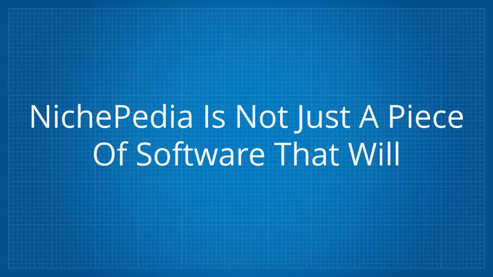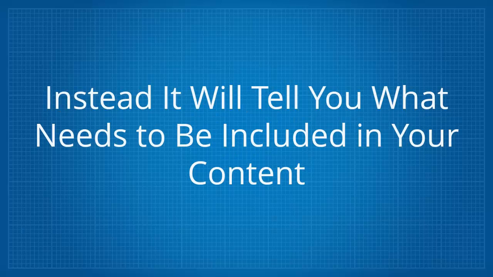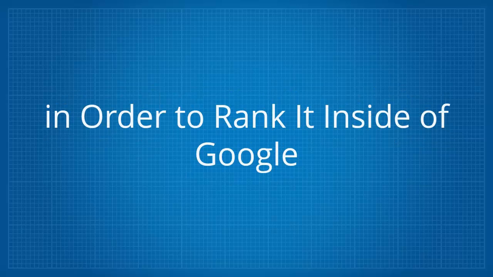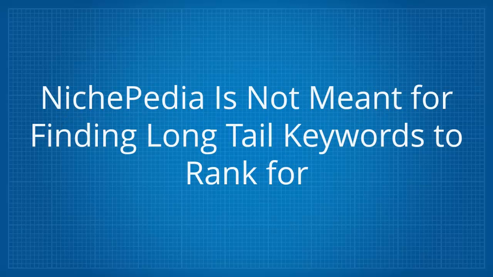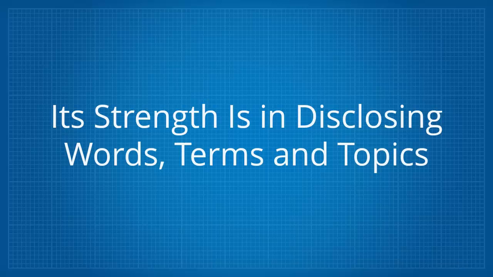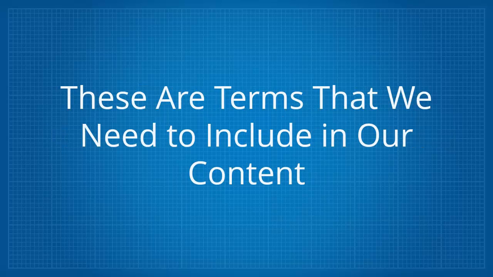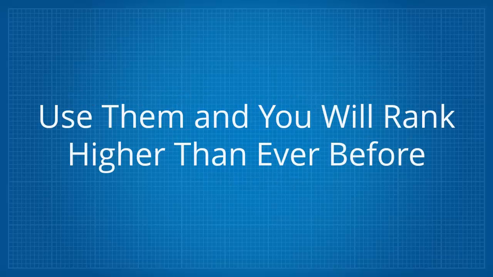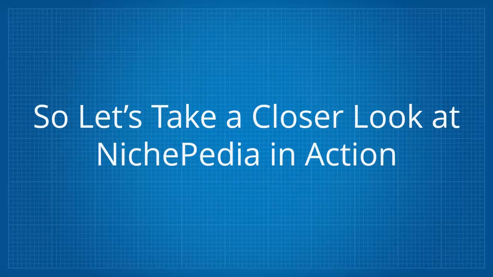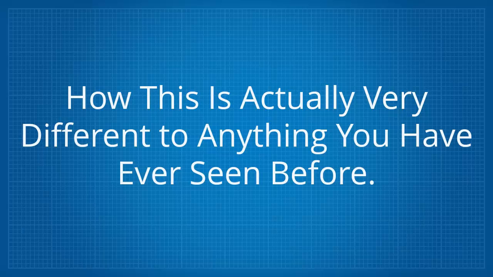Nichepedia is not just a piece of software that will find keywords that you can rank for. Instead, it will tell you what needs to be included in your content in order to rank inside of Google. Nichepedia is not meant for finding long-tail keywords to rank for, or for finding suggestions or related terms. Its strength is in disclosing words, terms, and topics that Google expects to be covered in content for your keywords. These are terms that we need to include in our content, use them, and you will rank higher than ever before. So let's take a closer look at Nichepedia in action, along with some examples, to get a better understanding of how this is actually very different to anything you have ever seen before.